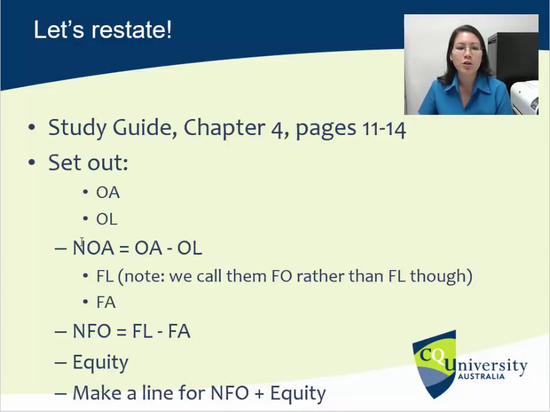So once you identify your NOA, your net operating assets, then you can make sure that balances to your NFO plus equity. So if you don't separate that line out, then you're having to go back and try and add those two up. So just let Excel do that for you. So that's how we're going to do it today.